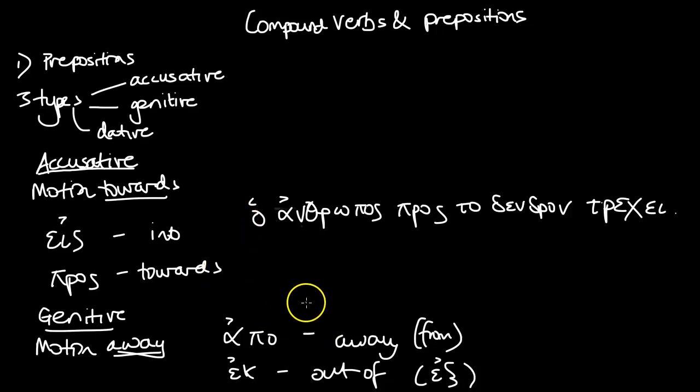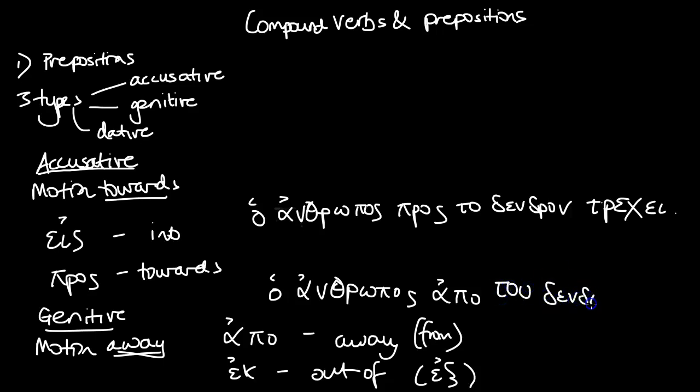So maybe we'll do an example here. Let's say you wanted to say, the man walks away from the tree. That would be anthropos apo to dendru, because remember it's plus the genitive, treke. Sorry, runs, not walks. I keep saying that.